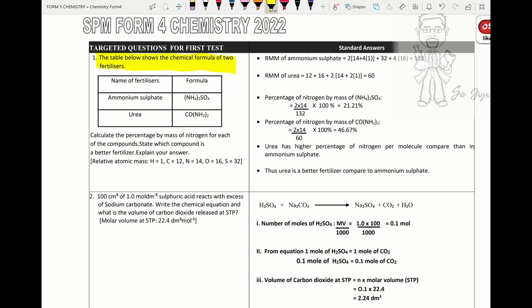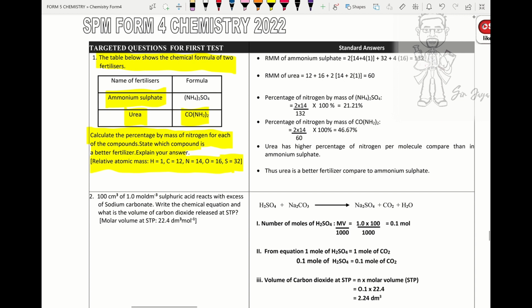So this table shows two chemical formulas. Ammonium sulfate, the formula is given. Urea, the formula is given. We try to read the question: calculate the percentage by mass of nitrogen in each compound and state which fertilizer is the best fertilizer and explain your answer. Then the RAM of all the elements that are present in the compounds is given.